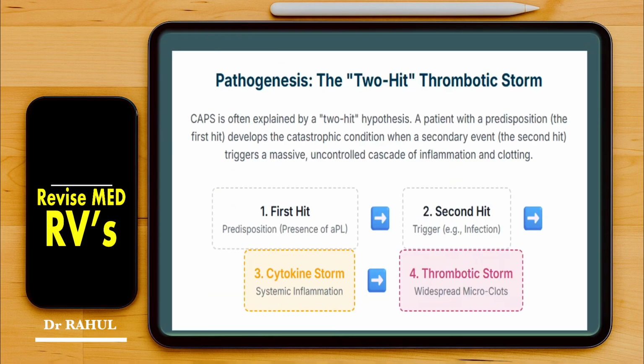As we already said, CAPS is a two-hit process. The first hit is considered as the predisposition for CAPS or APS, that is, the presence of antiphospholipid antibodies in these patients as well as some genetic factors. The second hit is the triggers, that is, infection, surgery, malignancy, as well as the abrupt withdrawal of anticoagulants. These ultimately lead to two storms, that is, the cytokine storm as well as the thrombotic storm.